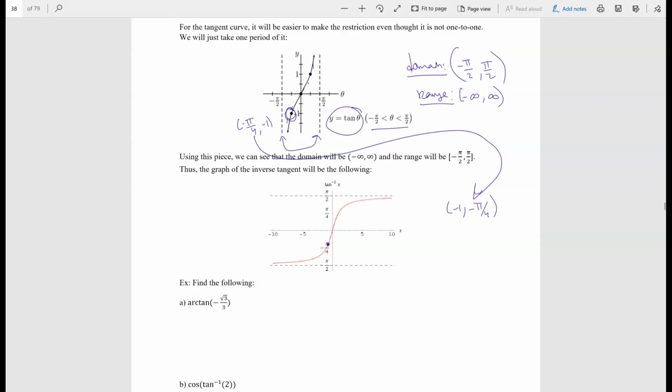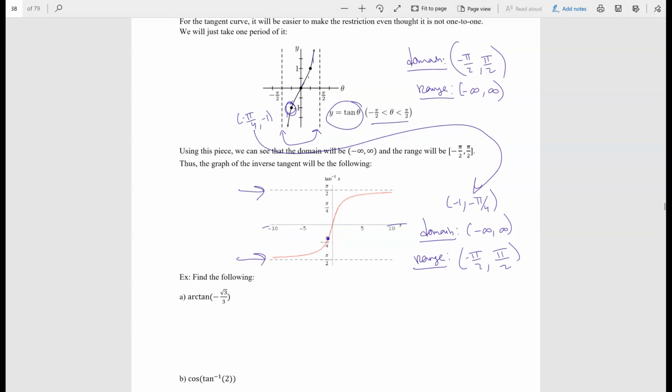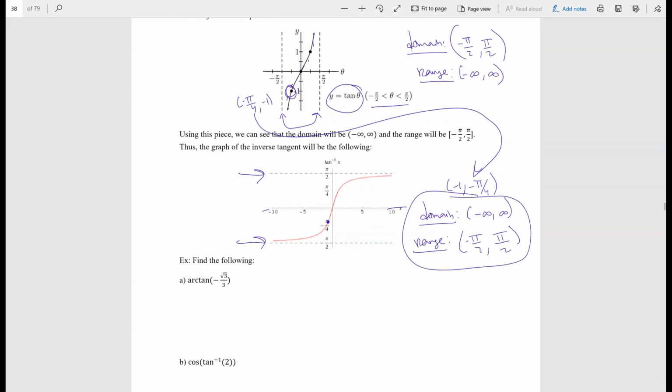This is what we get. Now my domain is going to be all real numbers, everywhere. I can choose any x value that I want, left and right. And my range is only bounded between two values that are not included, because you have these horizontal asymptotes at negative pi over 2 and pi over 2, which are this one and this one. So these are where my restrictions are going to be.